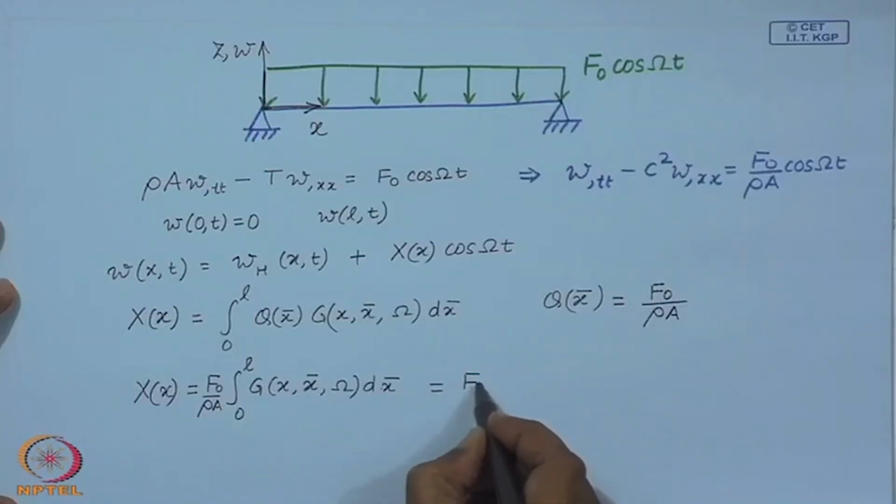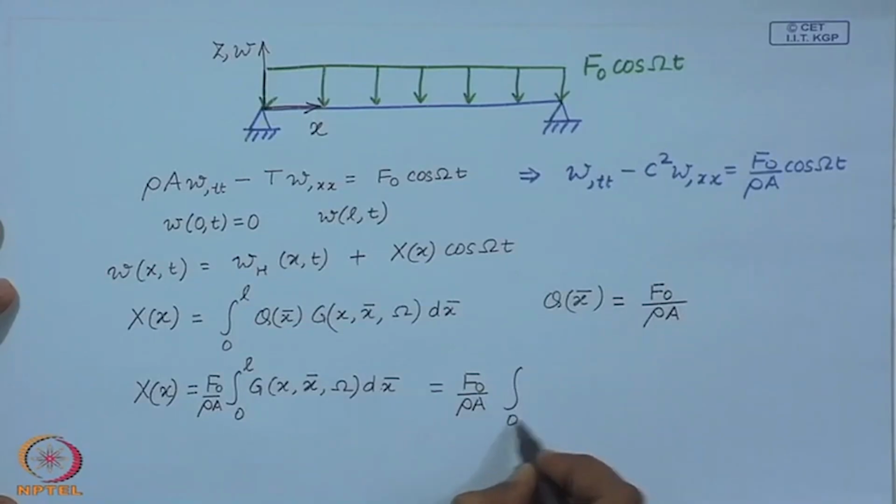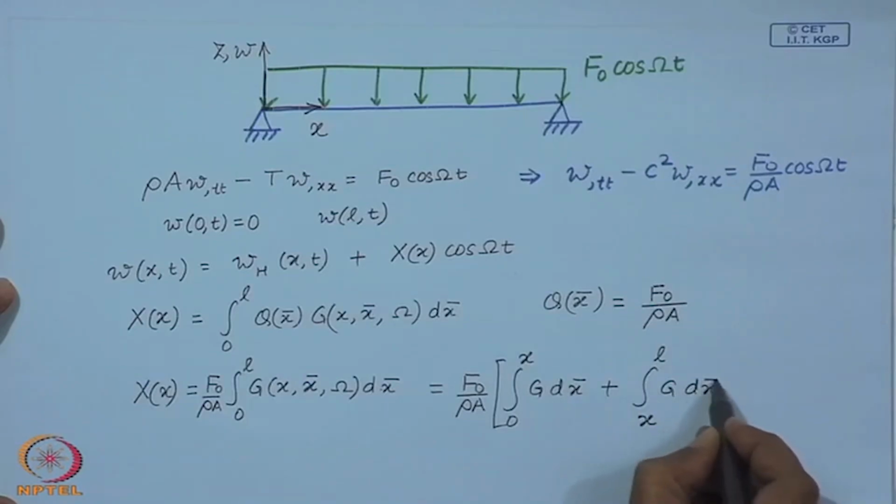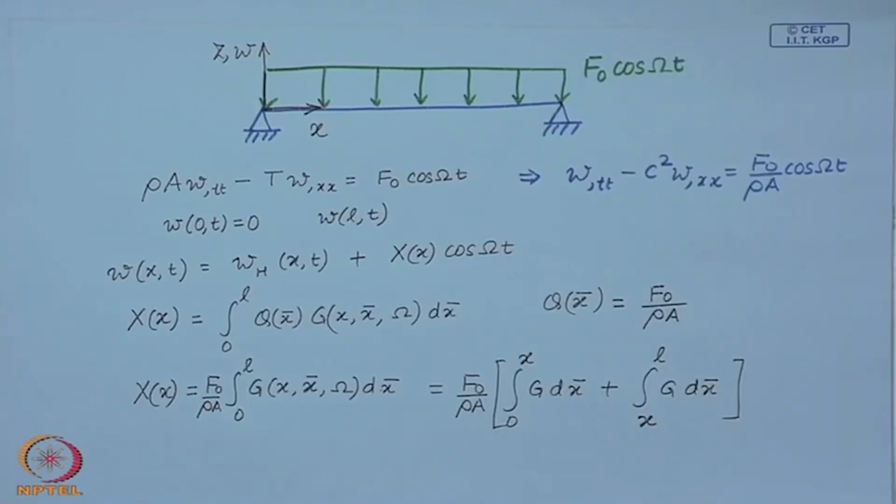So, if you are interested in the solution at a particular location x, then when we perform this integral, there will be a region of this integral from 0 to x and from x to L. So, x bar, which must go from 0 to L, can be broken up into x bar going from 0 to x and from x to L. So, we are going to actually perform these two integrals. So, let us see what these two integrals are.